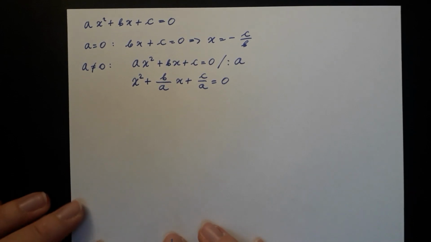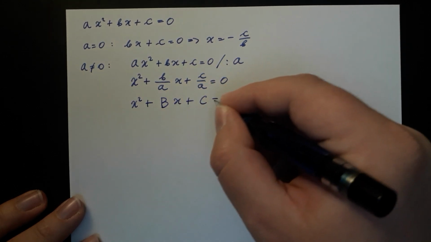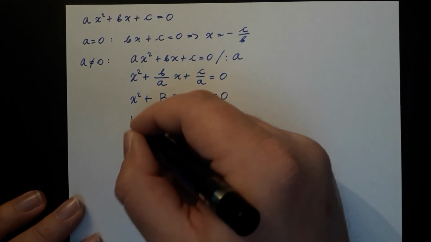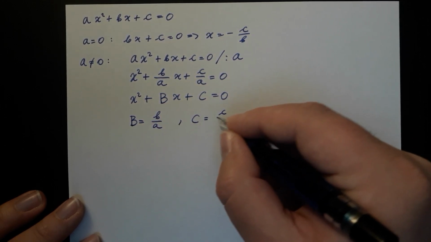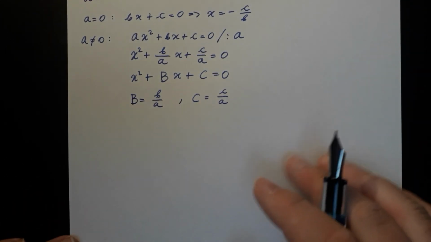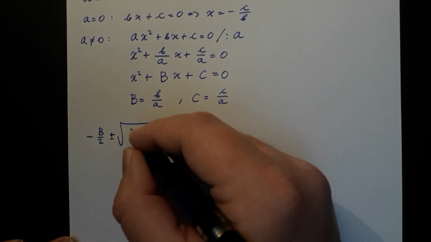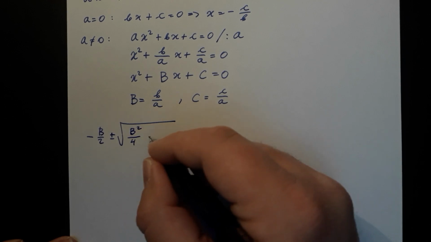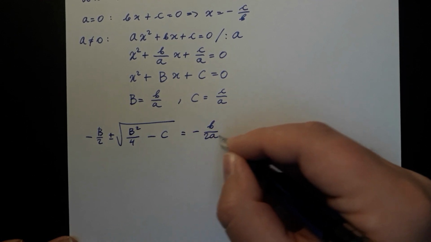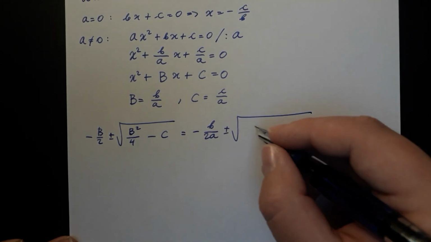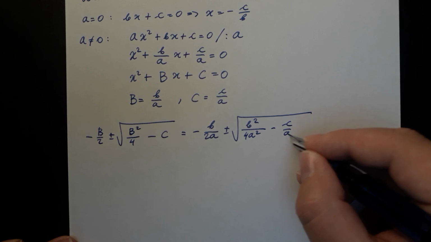In our previous example, we had an equation x squared plus bx plus c equal to 0. So capital B is going to be b over a, and capital C is going to be lowercase c over a. The solutions are minus b half plus or minus the square root of b squared divided by 4 minus c. This is going to be negative b over 2a plus or minus the square root of b squared divided by 4a squared minus c over a.